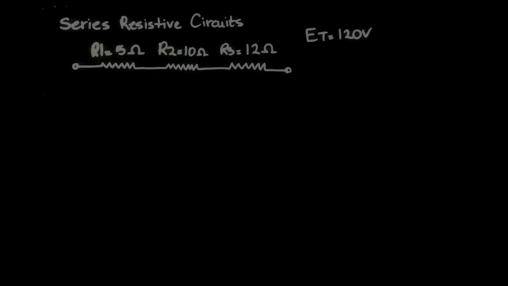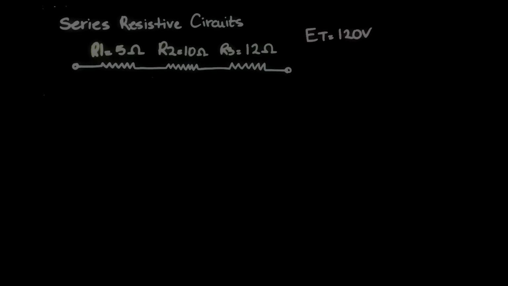Resistor 1 has a value of 5 ohms, resistor 2 has a value of 10, resistor 3 has a value of 12 ohms. We know that this is a series connection because the load side of resistor 1 is directly connected to the line side of resistor 2. The load side of resistor 2 is directly connected to the line side of resistor 3, providing only one path in this specific resistive circuit.